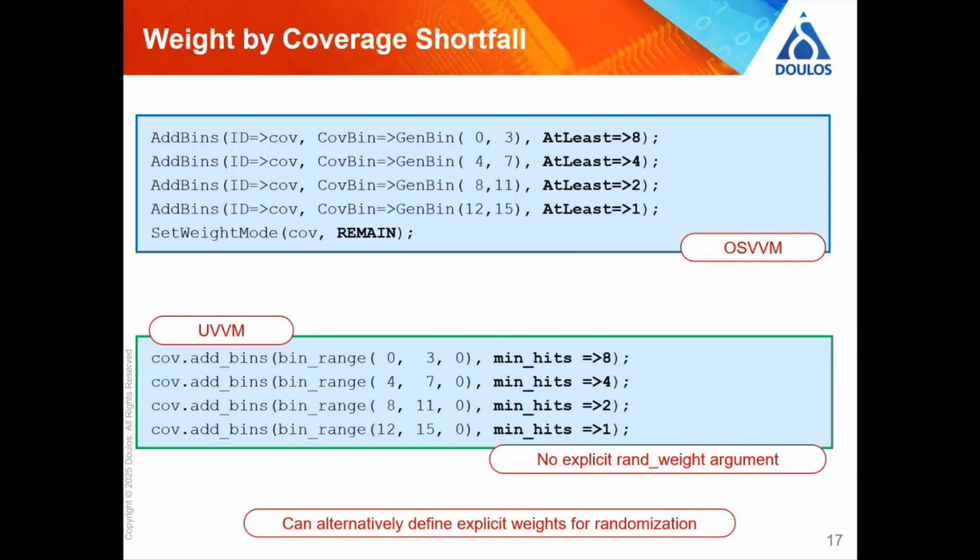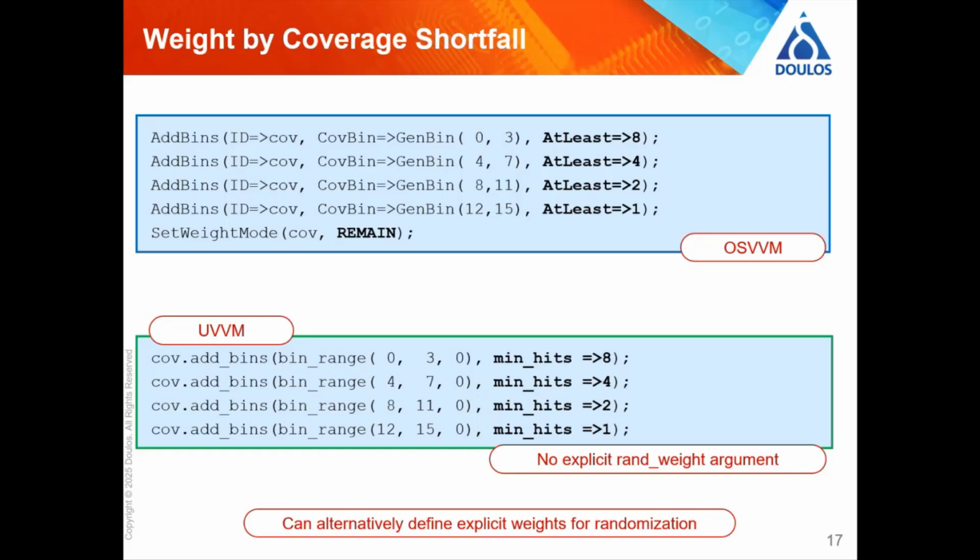Now, so far, we've been assuming that every value is as valid as any other one, or at least that every bin is as valid as every other one. That's not necessarily the case. So we might, for example, say that I want to create bins here with the values between 0 and 3, one bin between 0 and 3, but I want to generate values in that range at least 8 times. So in UVVM terms, that's min hits mapping to 8. In OSVVM, that's at least mapping to 8.